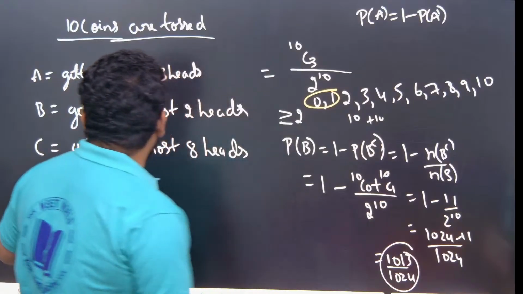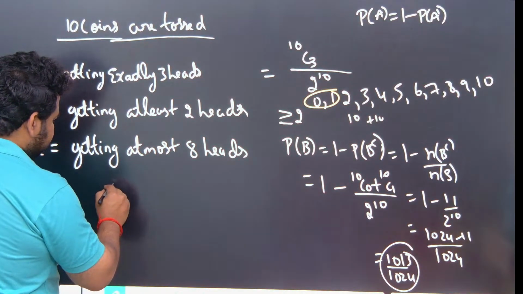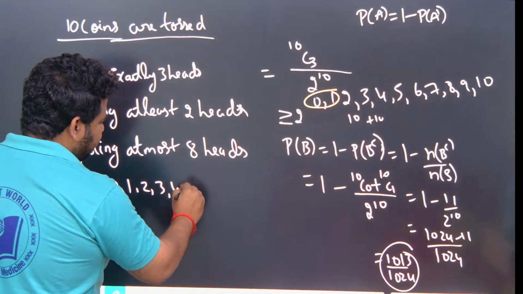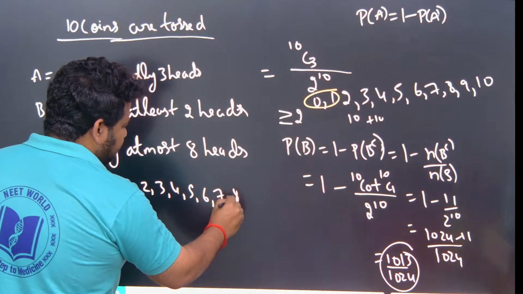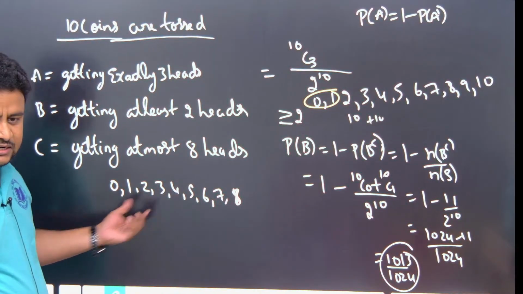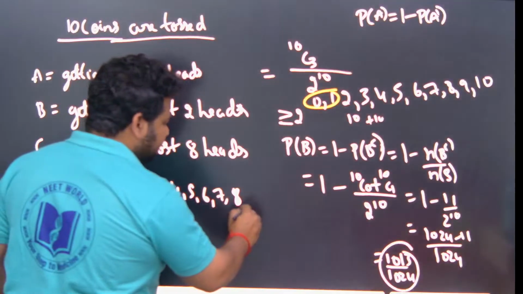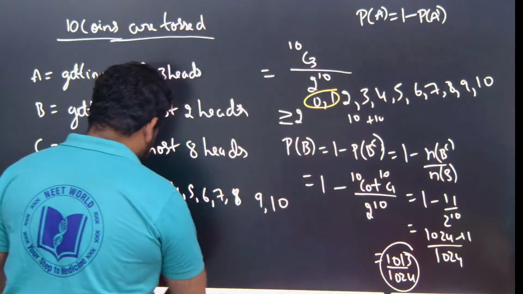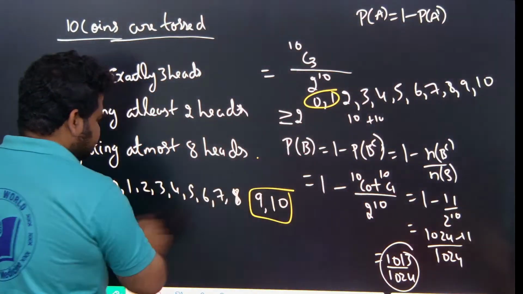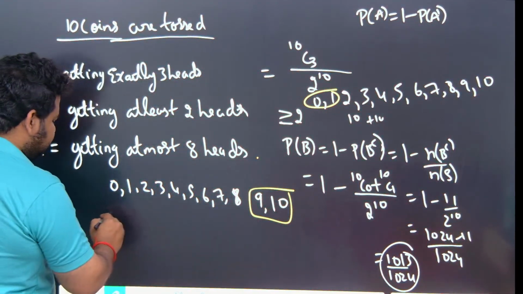See here, getting at most 8 heads. At most 8 means the probability of getting 0, 1, 2, 3, 4, 5, 6, 7, 8 divided by the sample space. For this also, instead of doing all this, what should I not get out of 10 coins? I should not get 9 heads, I should not get 10 heads. Correct? So out of the total I will remove this.